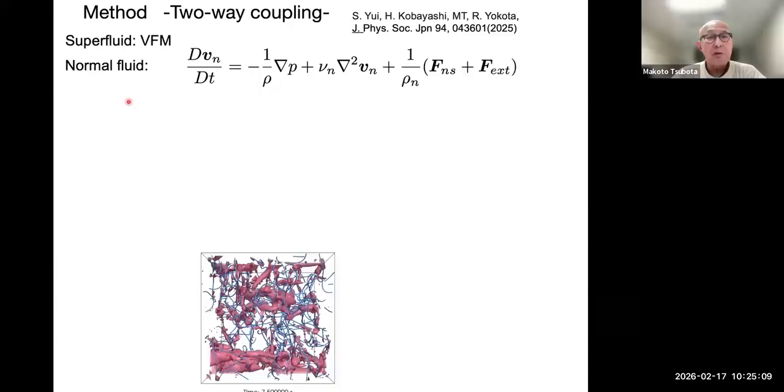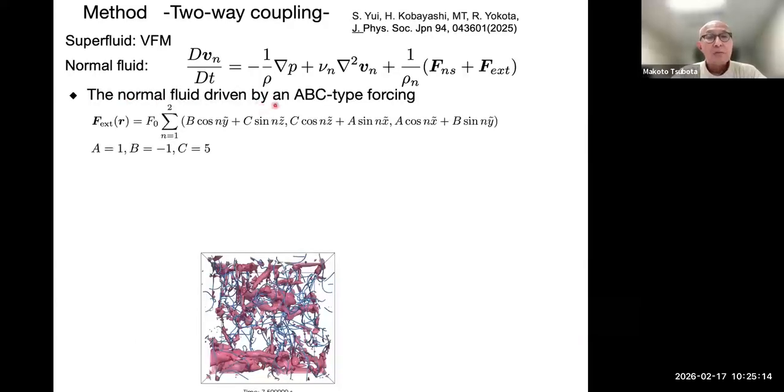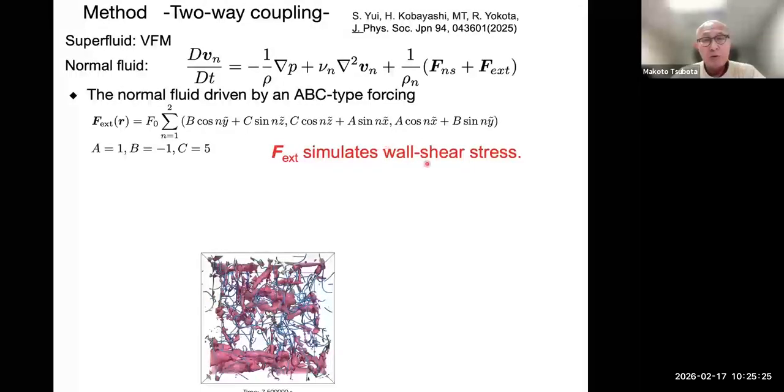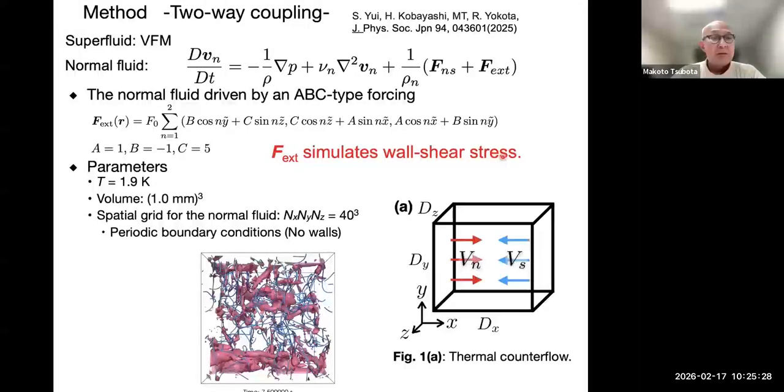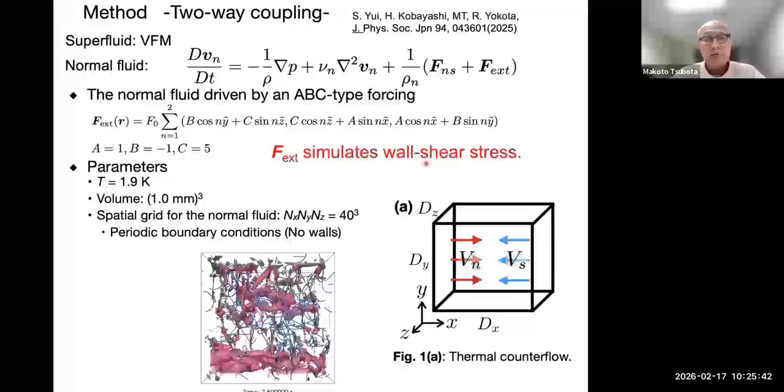we used the traditional approach of the mutual friction. And the normal fluid is driven by an ABC type forcing like this. This method is usually used in the context of classical fluid dynamics in order to mimic the wall shear stress. The temperature is 1.9 Kelvin, and periodic boundary conditions are applied in all three directions, so no walls in our simulation. But by using this method, we suppose that we can simulate a wall shear stress.